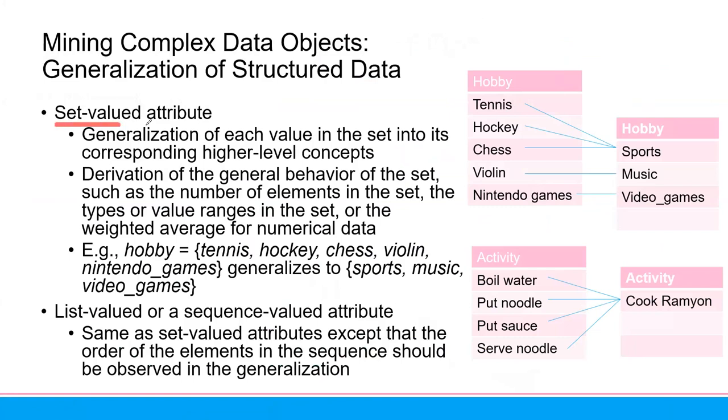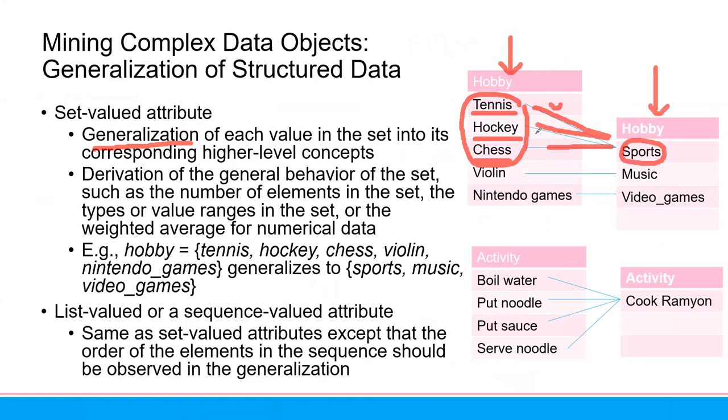We can use a set value attribute. What is a set value attribute? It is the generalization of its values in the set into their corresponding higher level concept. The keyword is generalization. Let's see. I have the column hobby. I can define the hobby as tennis, hockey, chess, and this kind of hobby is very specific. Meanwhile, we can make a general hobby. What is the general hobby? This is sports. So this is the general term for tennis, hockey, and chess.